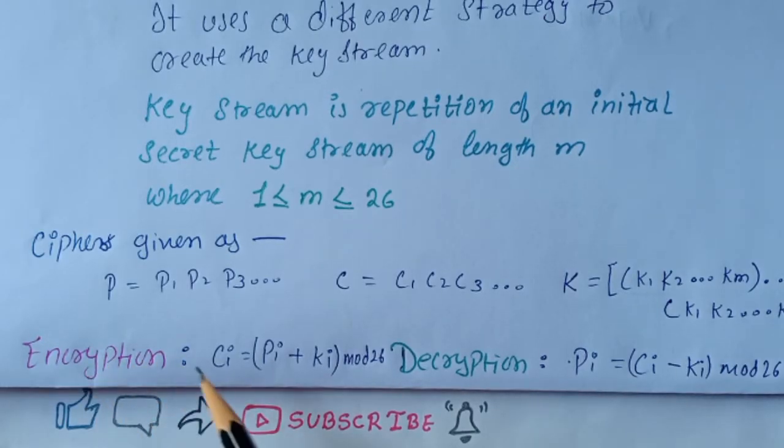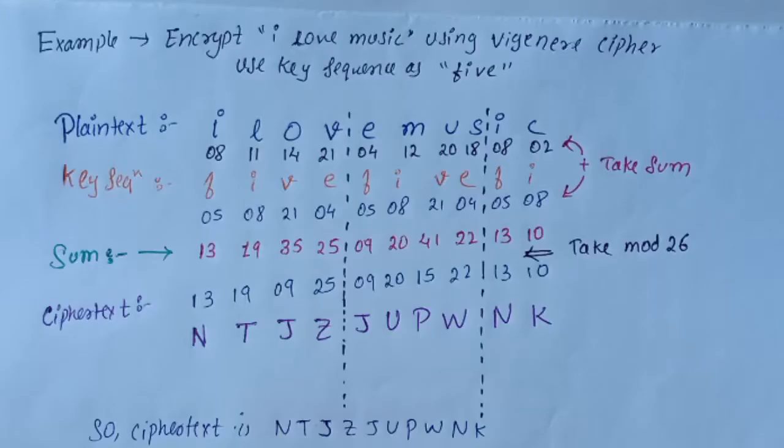So for encryption we will use Pi plus Ki mod 26, and for decryption, this is the additive cipher that we have used here. You can watch my previous videos for additive cipher. Now we will understand the Vigenere cipher with the help of an example directly.